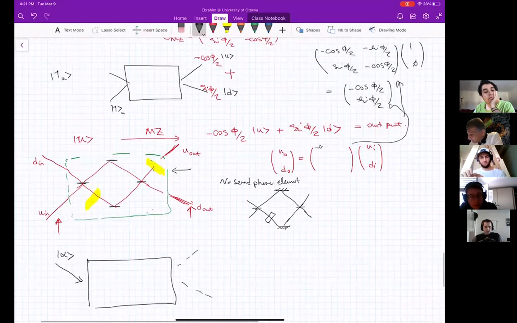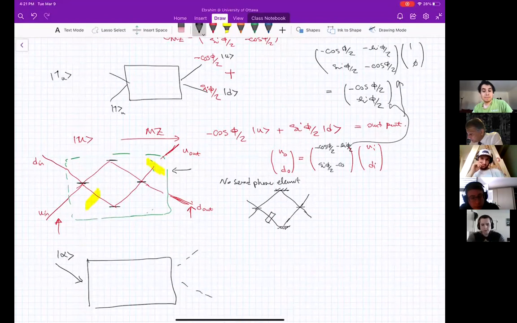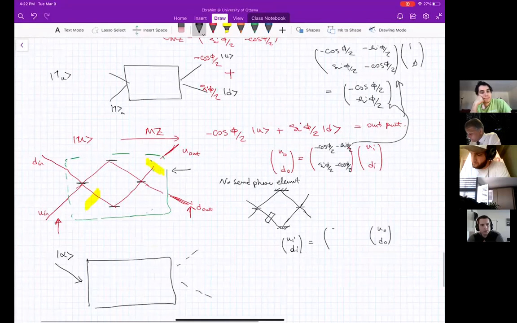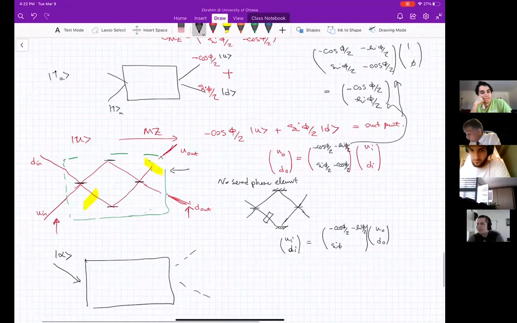So it will be minus cosine of phi divided by 2, minus sine phi divided by 2, and sine of phi divided by 2, minus cosine of phi divided by 2. Okay. So now I will link U in, D in to U out, D out. So what I have to do is inverse this matrix: minus cosine of phi divided by 2, minus sine phi divided by 2, sine phi divided by 2, minus cosine of phi divided by 2, inverse.